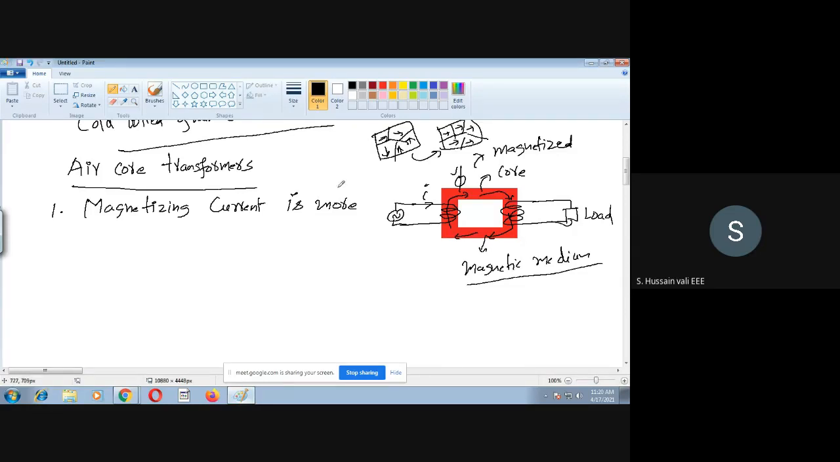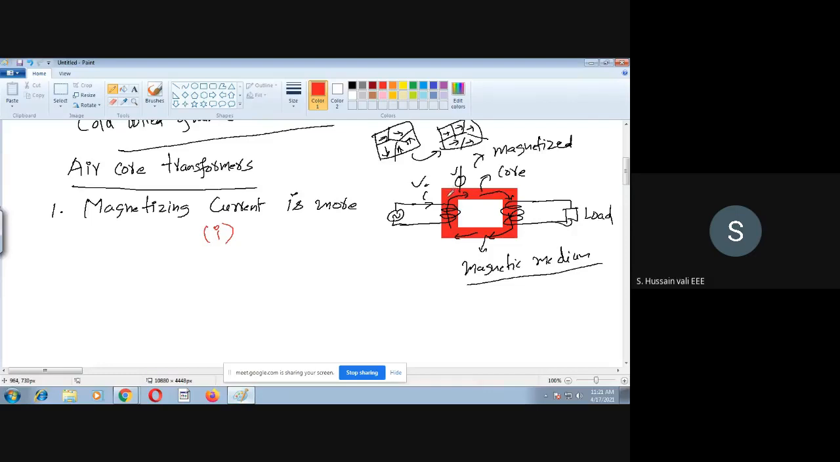So now, what is the relationship between current and flux? How much current do I have to give? That's the question. Here I is the magnetizing current. This magnetizing current will produce a flux phi, and that flux will magnetize the core, which is present between the primary side and the secondary side.